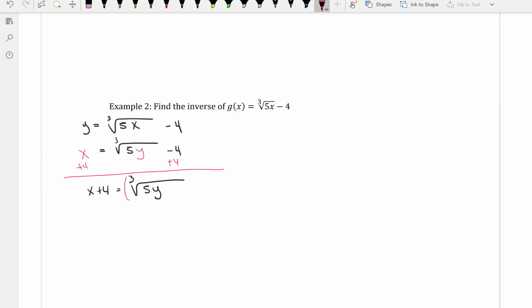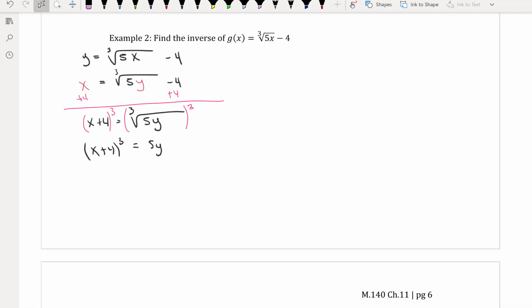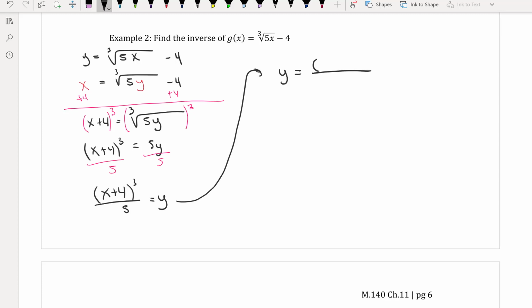From here, because I have a third root, the index is 3, if I raise it to the third power, it cancels it out. So I'm going to have x plus 4 to the third power is equal to 5y. From here, to get the y by itself, I'm going to divide by 5. So I can get x plus 4 to the third power divided by 5 is equal to my y. I'm going to rewrite it. Y is equal to x plus 4 to the third power divided by 5.